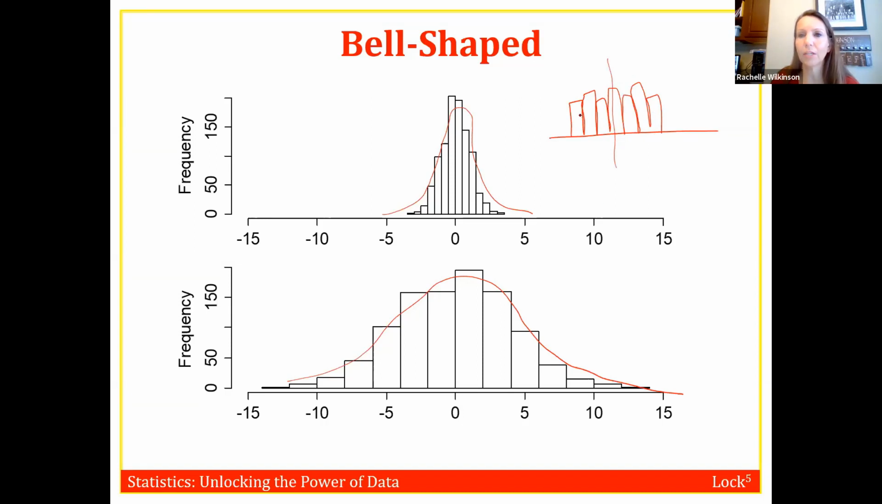If I drew a line down the middle, it's basically a mirror image on both sides, but it's not a bell-shaped symmetric distribution. I could also have something that has kind of two modes to it, two peaks. Again, this one's symmetric, but it's not bell-shaped symmetric. So that's the difference there. Symmetric is great, but bell-shaped symmetric distributions are going to have some special properties in our class.